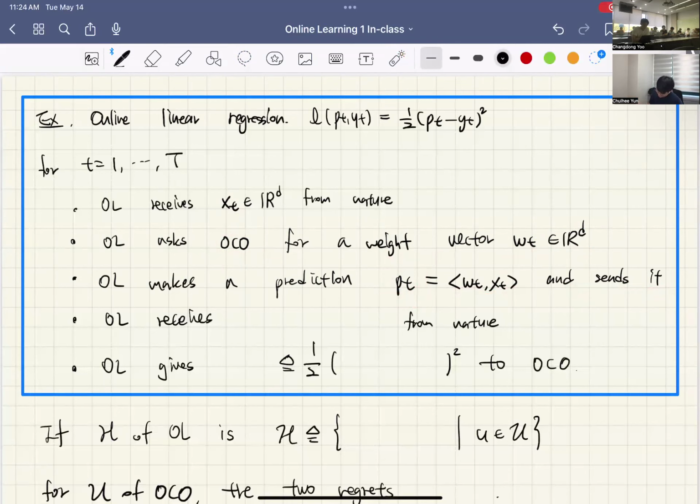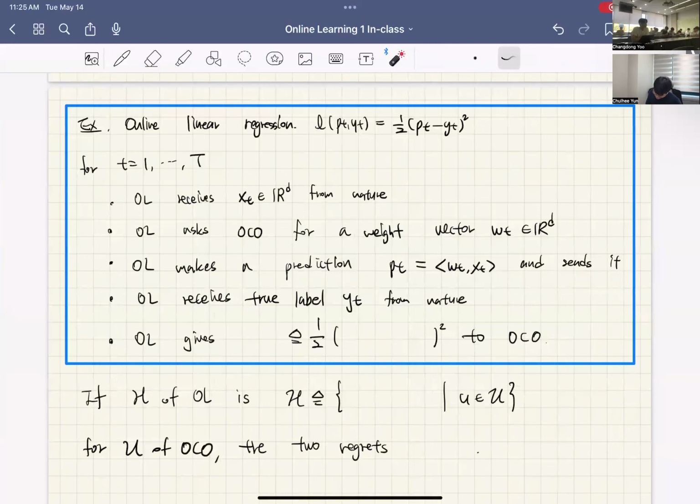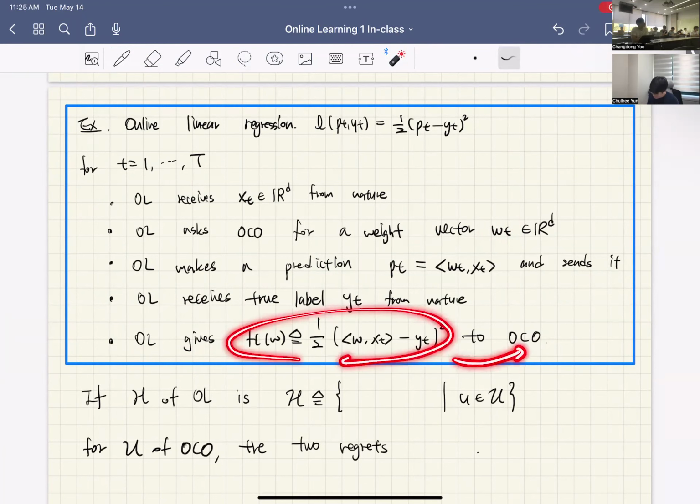And then nature receives this pt and also gives the true label to the online learner. So nature gives us yt, from which we know the loss that we suffer in this current time step. And also, in the OCO framework, nature should give us a convex function ft, right? Because in OCO, the learner makes a prediction of the weight vector wt and receives a convex function ft. So the online learner gives ft, which is a function of w defined as the inner product of w and xt minus yt, squared. So this is the convex function that is given to the online convex optimization solver.